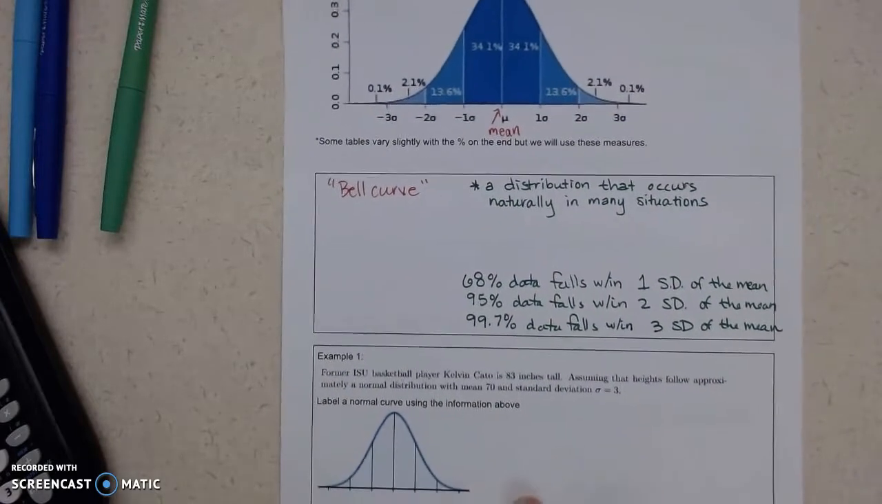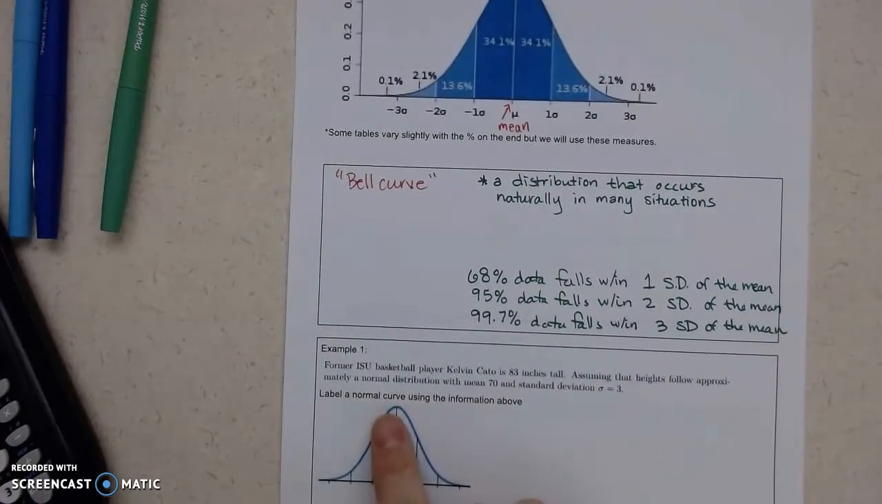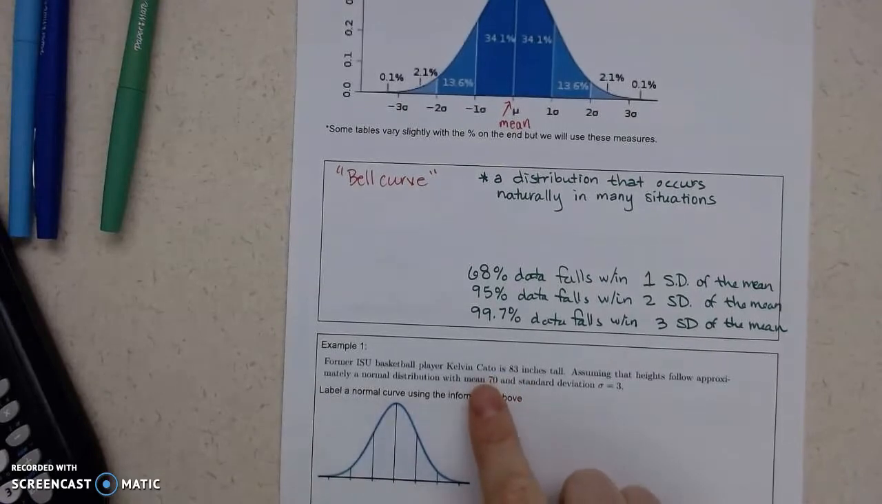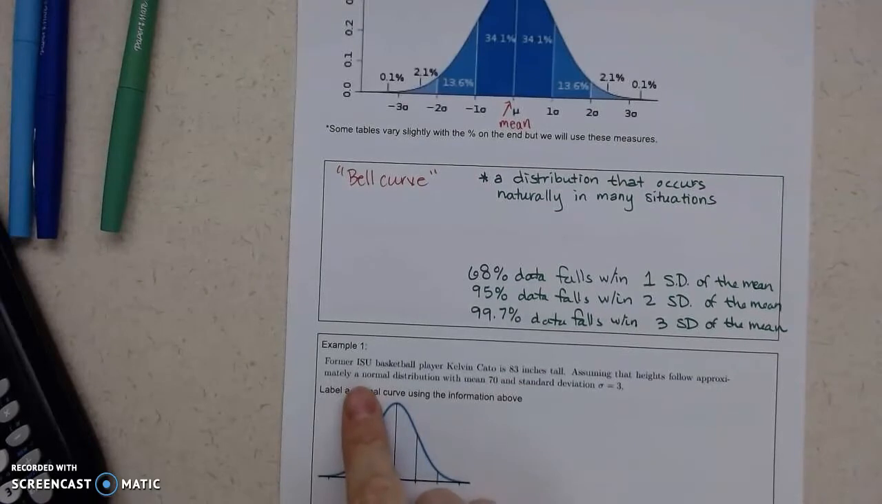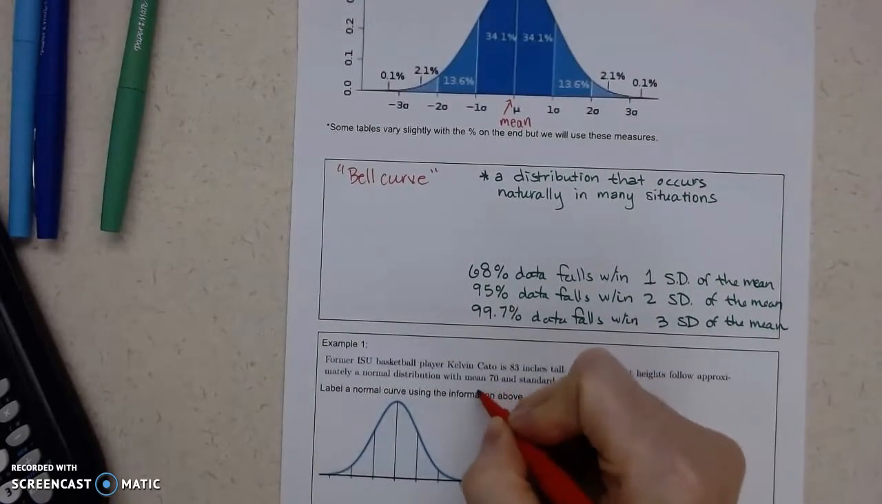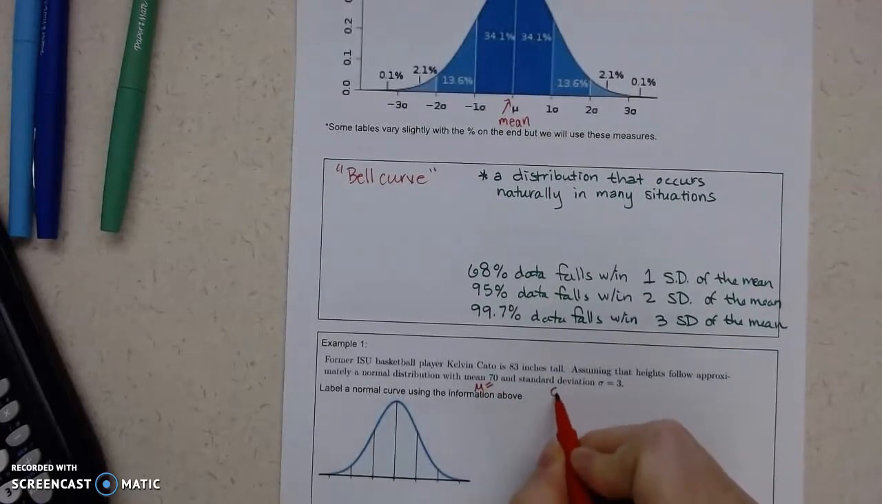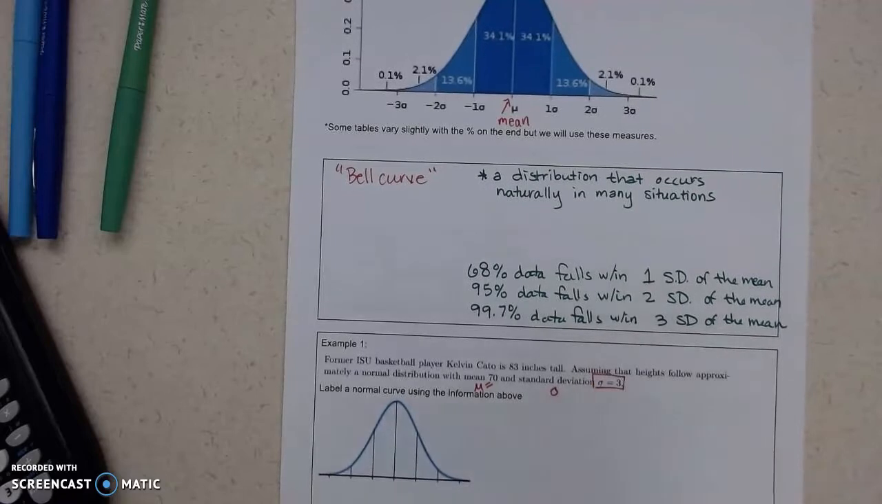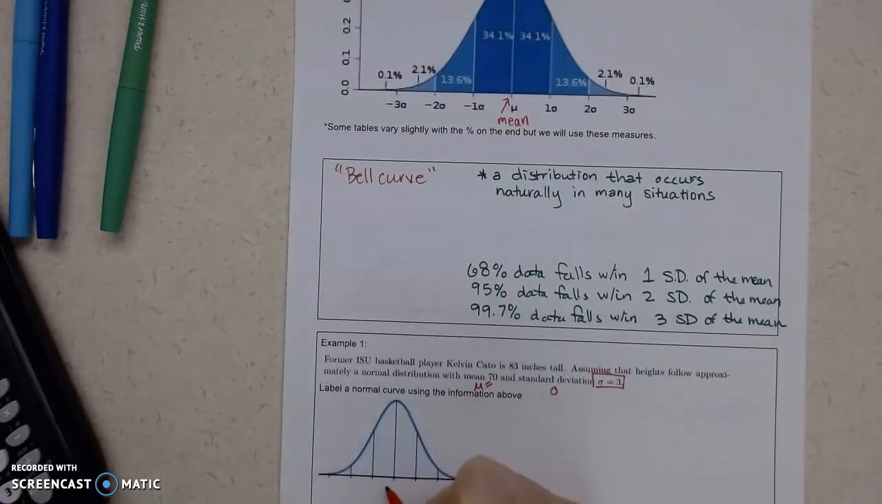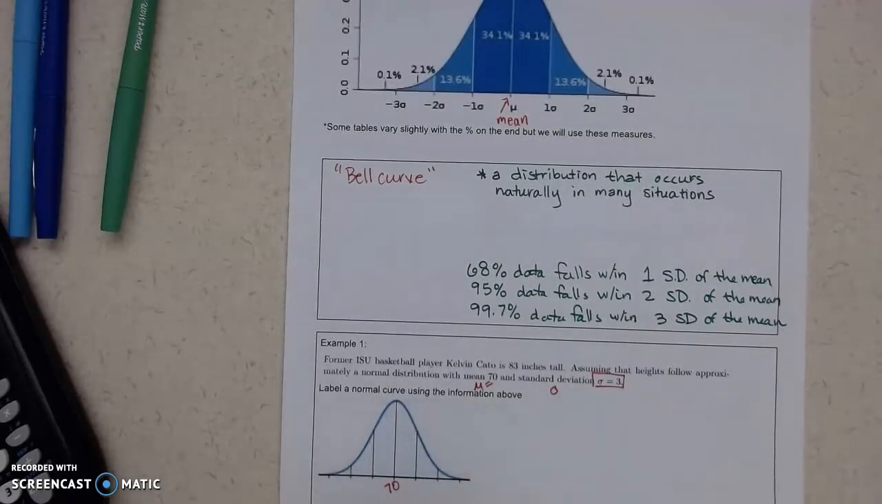So if we talk about ISU basketball player Kelvin Cato, who is 83 inches tall, and they're telling you it is a normal distribution of the heights. So they tell you that the average is 70, which is our mean, and our standard deviation is 3. So we are going to label the curve. In the middle, you label your mean, and I want to see the numbers on the bottom.